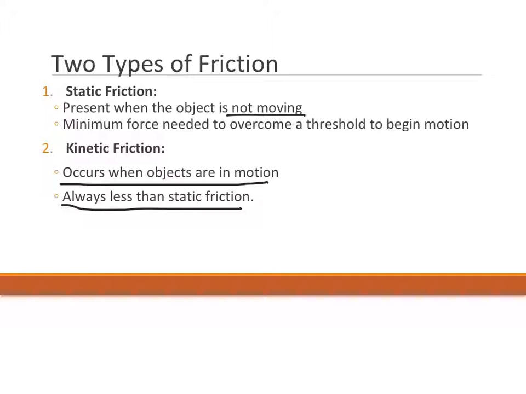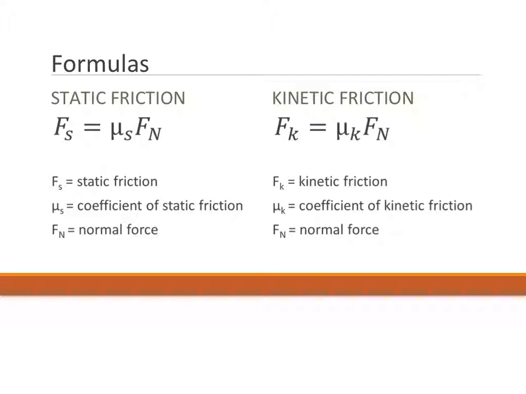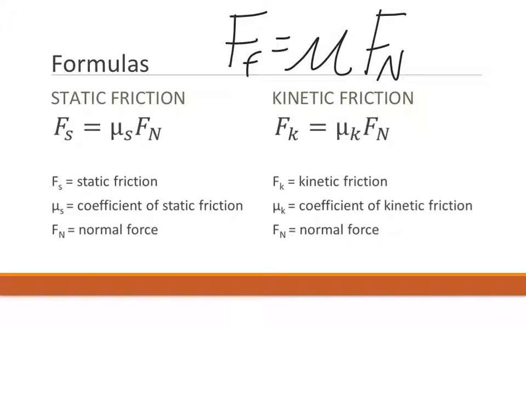As you may know, if we are pushing a heavy box, it's harder to get it started than it is when we're actually pushing it. That's because our static friction is greater than our kinetic friction. So the formulas we're going to use, they all boil down to our force of friction is equal to mu times normal force. Easy way to remember this? Fun.